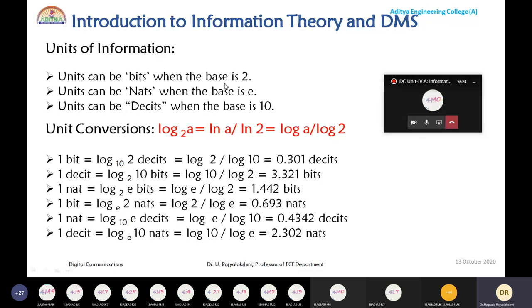Okay, so anyhow, for all of information theory, we'll consider the units as bits only, because the base is 2. So that's why remember the equation: the information content of a particular event, I of E, is equal to minus log P of E base 2. Base 2. Okay, with this we can stop the class.